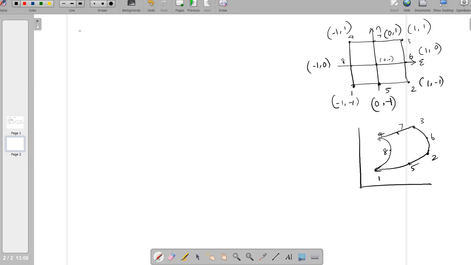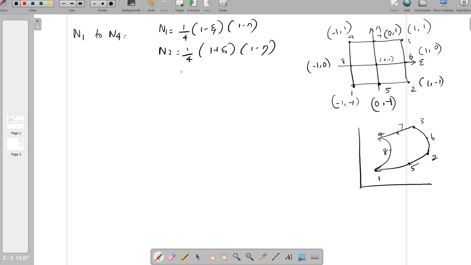So N1 to N4, we have already derived the equations. We have derived the same equation. A small change is needed. From N1 to N4, I am writing the equation: N1 is equal to 1 by 4 (1 minus epsilon)(1 minus eta). N2 is equal to 1 by 4 (1 plus epsilon)(1 minus eta).